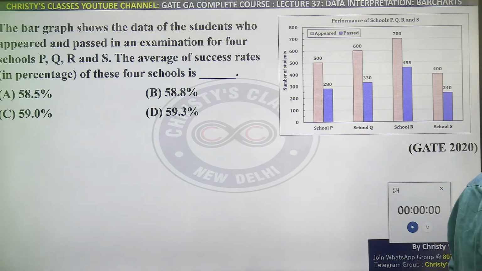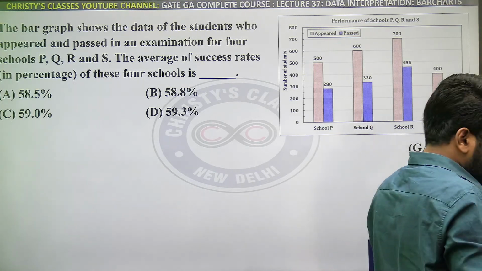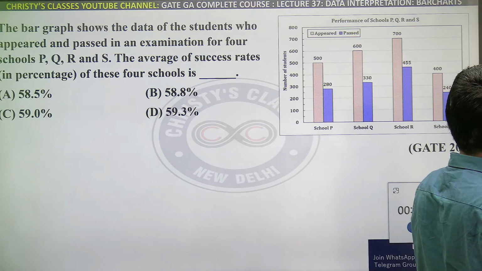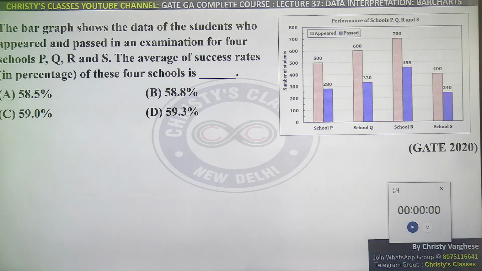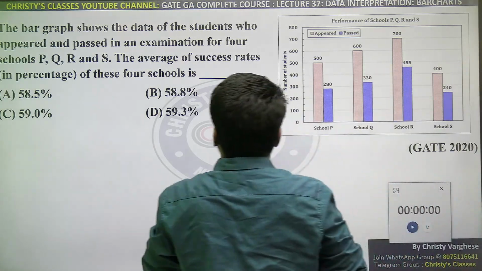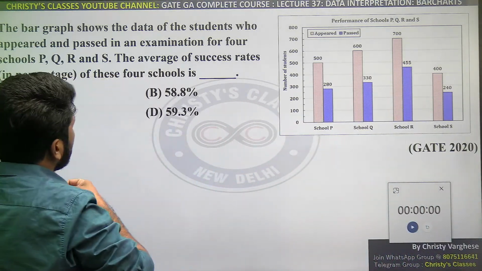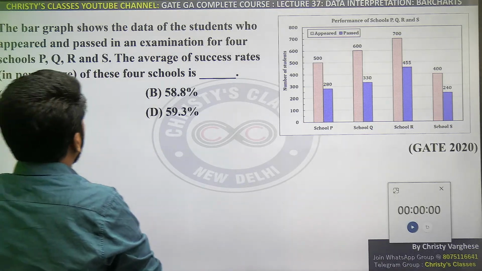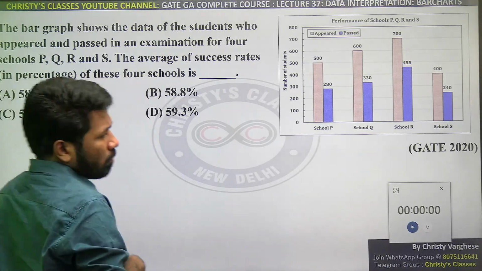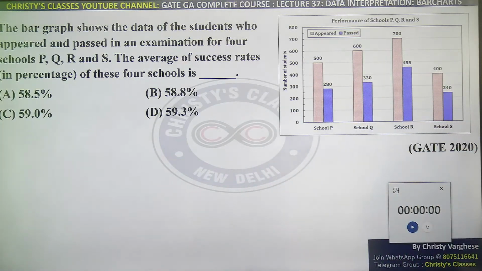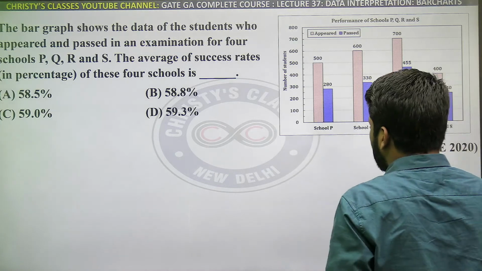Okay, C option, D option, multiple options. Yeah, there is a small confusion that can come. Here the bar chart shows the data of the students who appeared and passed in the examination for 4 schools P, Q, R, S. Average of success rates of these 4 schools is clearly mentioned.